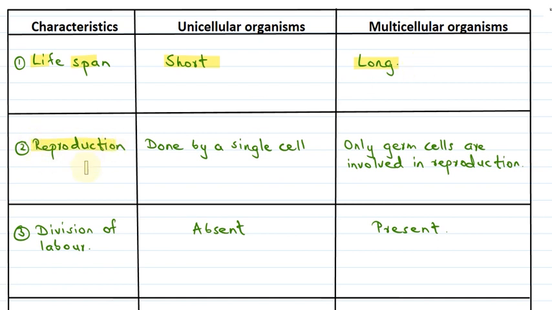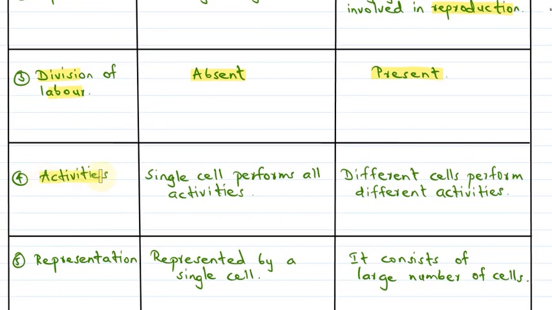Then, considering reproduction, in unicellular organisms it is done by a single cell, whereas in multicellular organisms only germ cells are responsible for reproduction. Division of labor is absent in unicellular organisms, whereas it is present in multicellular organisms. Then we talked about the activities. In unicellular organisms, the single cell performs all the essential activities of life, whereas in multicellular organisms, different cells perform different activities. Considering the representation, a unicellular organism is represented by a single cell, whereas a multicellular organism consists of a large number of cells.